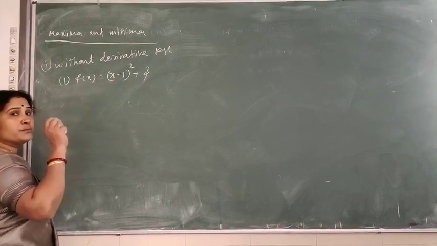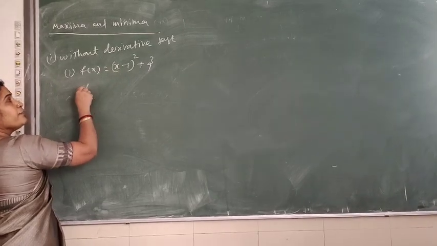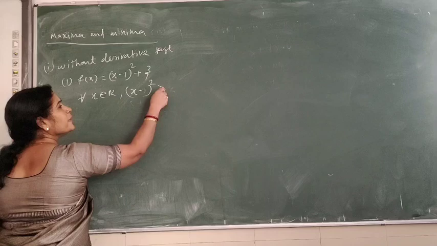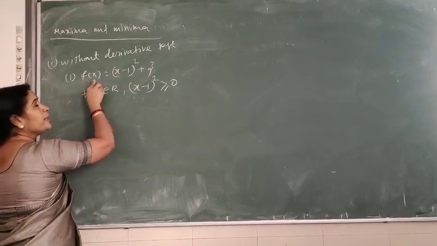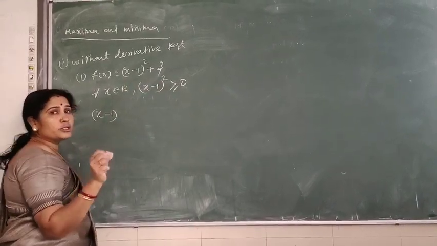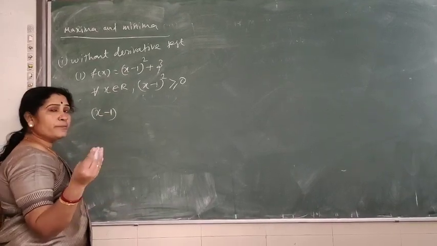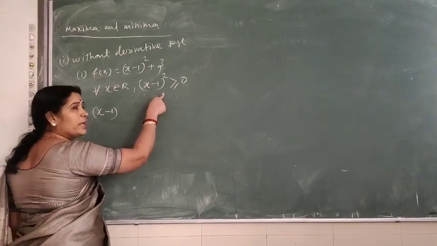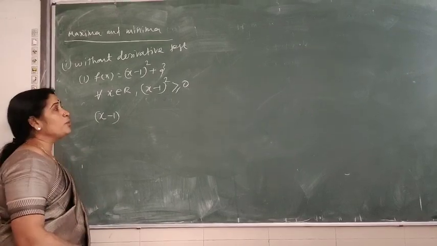Now see, without derivative means you should have one reality. So what is the reality? For every x belongs to R, this (x minus 1) whole square is always greater than or equal to 0. Okay, fine. Now if you need f of x, add 3 on both sides, this is a reality. Either the algebraic function should be whole square, otherwise should be modulus. Suppose if it is odd degree, there is no maximum, there is no minimum, mind it. If you have reality, then only you can go for without the derivative. Otherwise, it is not at all possible.